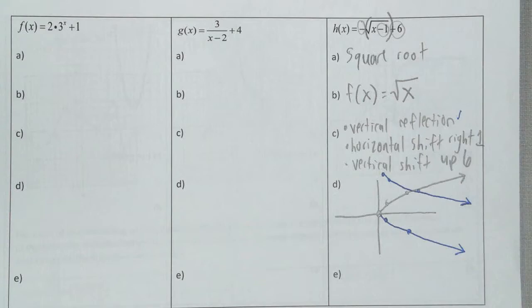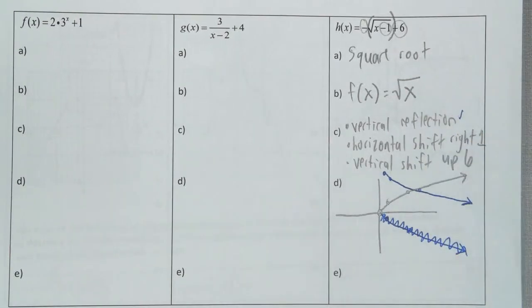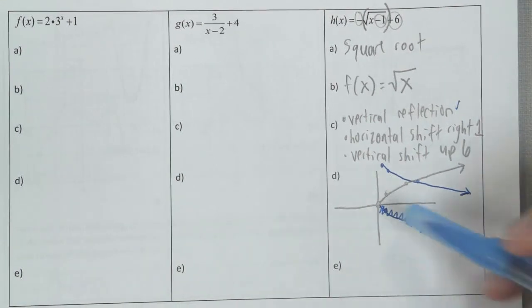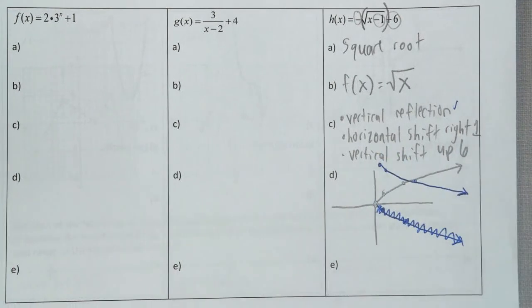Okay, and I'm going to go ahead and cross that out. But that is my transformed value, as long as I'm shifting a unit of 1 and then up 6.